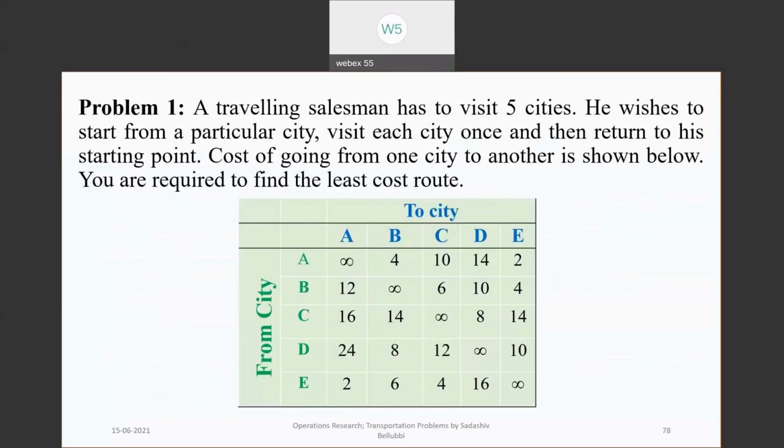Okay, take down the problem. Problem number 1: a traveling salesman has to visit 5 cities. He wishes to start from a particular city, visit each city once and then return to his starting point. The cost of going from one city to another is shown below. In this problem they are given the cost. You are required to find the least cost route.